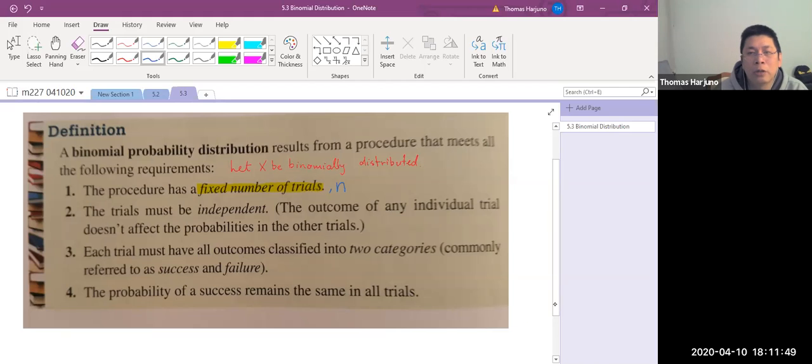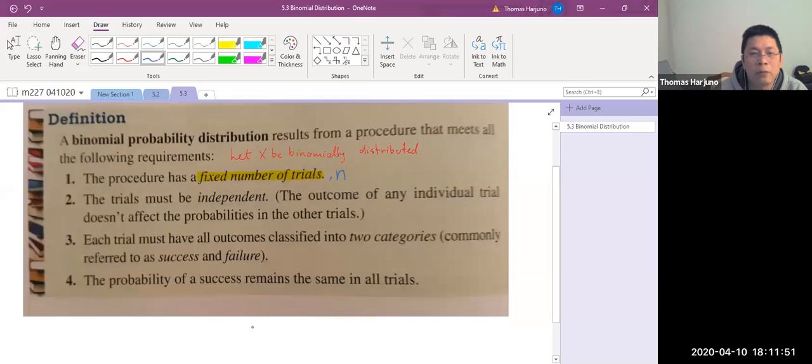Maybe I write it down here. For example, if I toss a coin, let's say 5 times. Okay, so when you toss a coin 5 times, the number of trials is fixed, 5. Now, the trial must be independent. When you toss a coin, the outcomes are either head or tail.